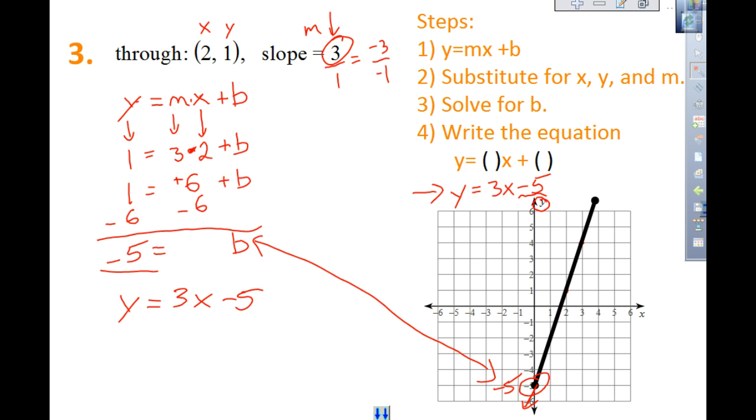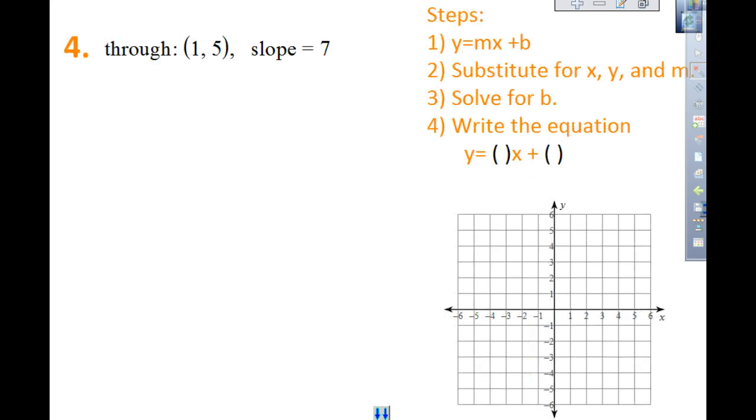Small doesn't work. Alright, so let's try a few more. Go through it a little bit faster. Get the hang of it.